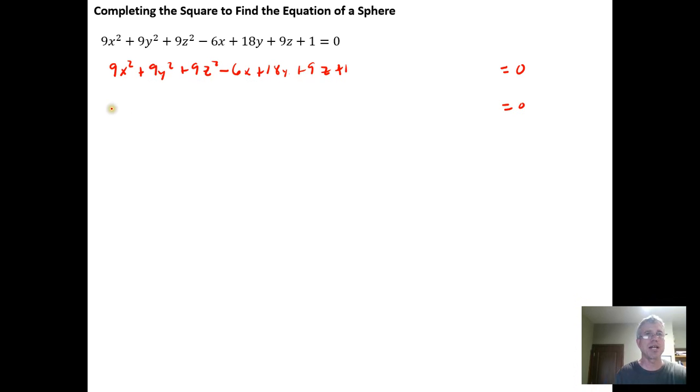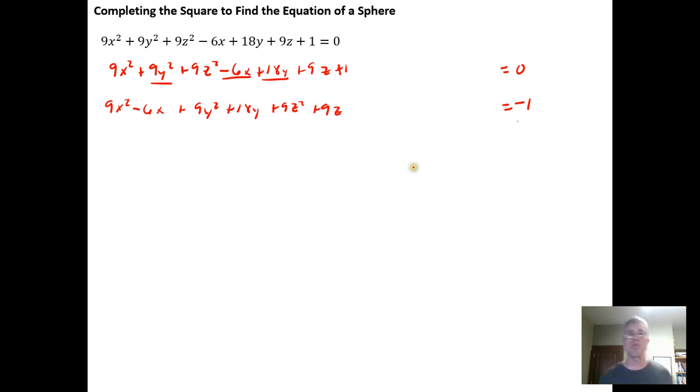So I'm going to take the 9x squared here and I'm going to group it with the minus 6x, plus the 9y squared. It's going to get grouped with the plus 18y, and the 9z squared is going to get grouped with the plus 9z. And then I'm going to subtract this 1 from both sides to get the constant term out of my hair. So I'm going to put the minus 1 over there.